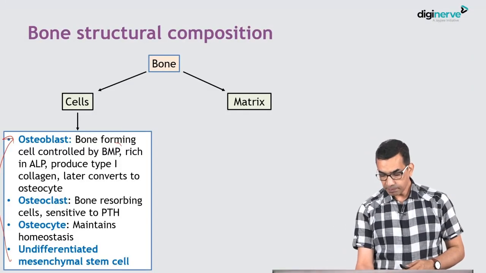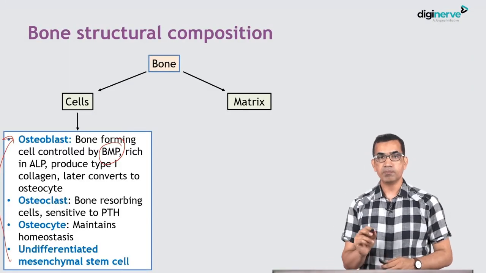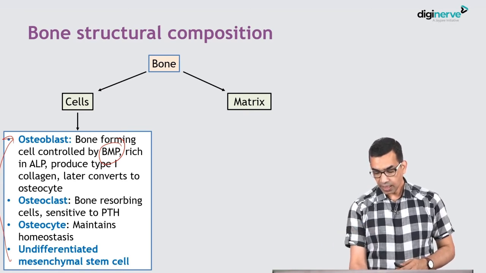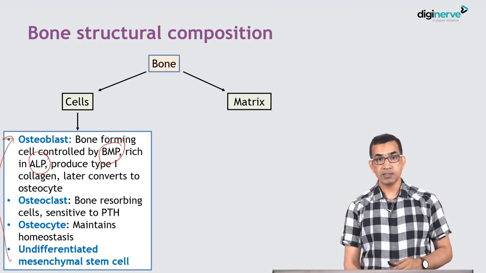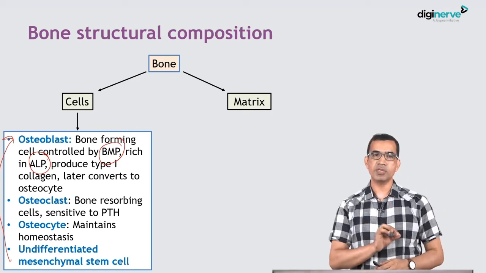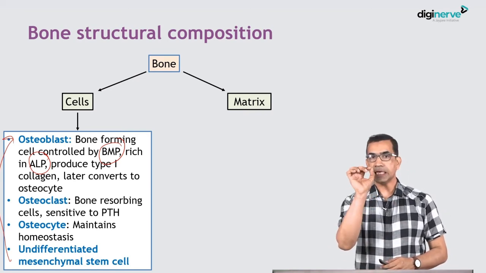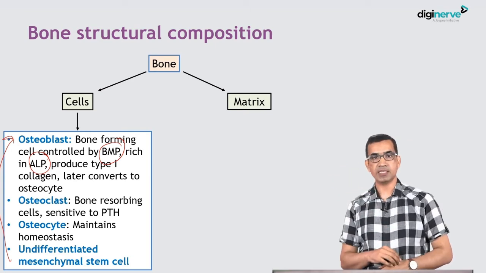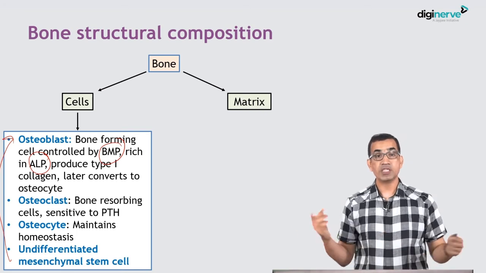It is controlled by BMP. What is BMP? It is bone morphogenic protein. Osteoblasts are very rich in alkaline phosphatase. And how do we use this information? In any condition where the osteoblastic activity is high, the ALP goes higher. And which are those conditions?